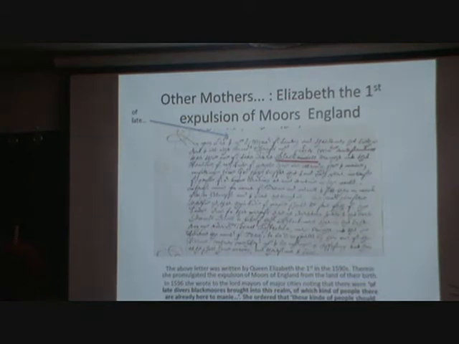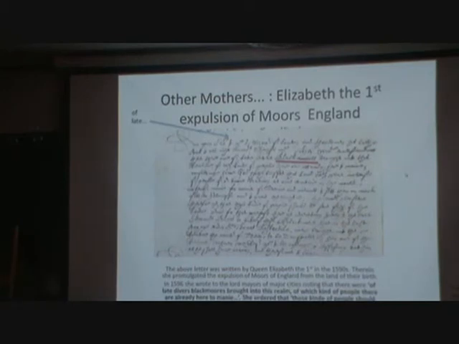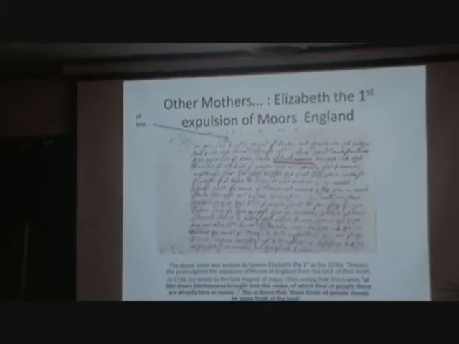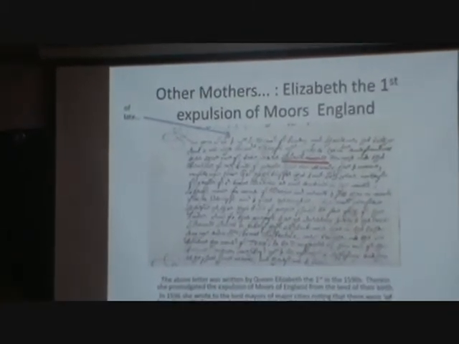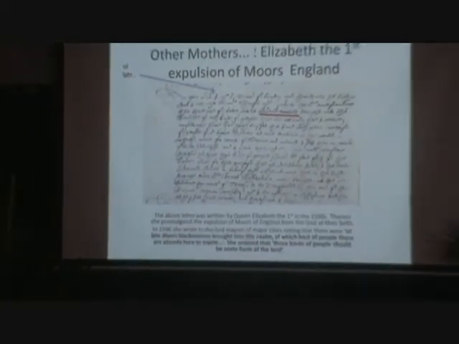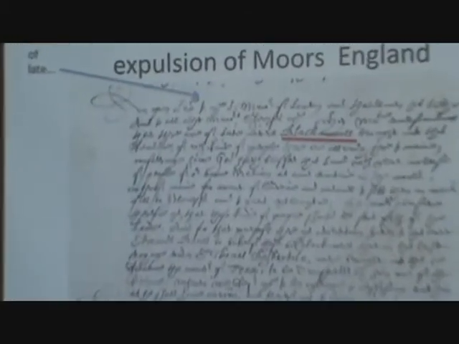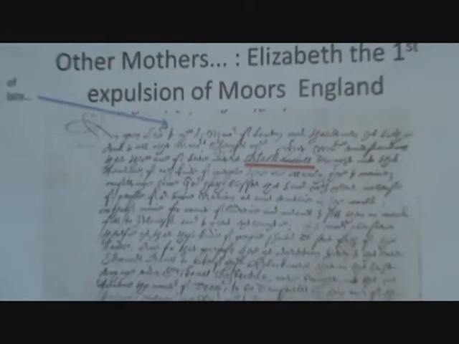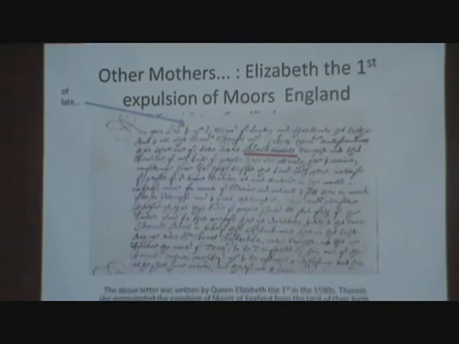Another famous woman, Queen Elizabeth I. I showed a study yesterday where it says, of late, diverse blackamoors brought into this realm, of which kind of people there are already here too many. So she ordered that those kind of people should be sent forth of the land. In other words, expelled. And I believe the year after this letter was written, the expulsion of Moors began to take place. Around a few dozen that next year, hundreds more later on.